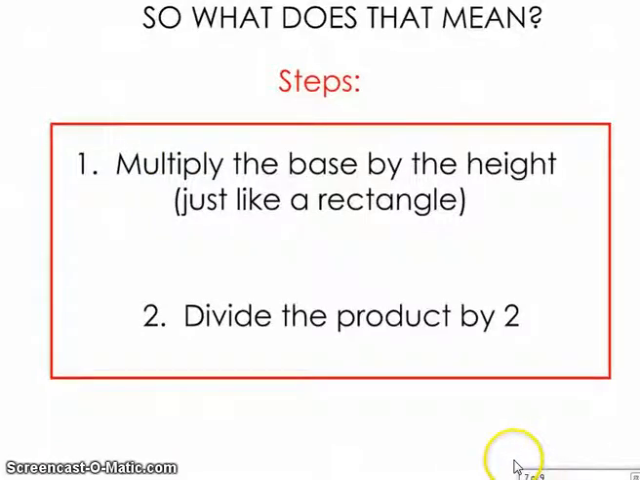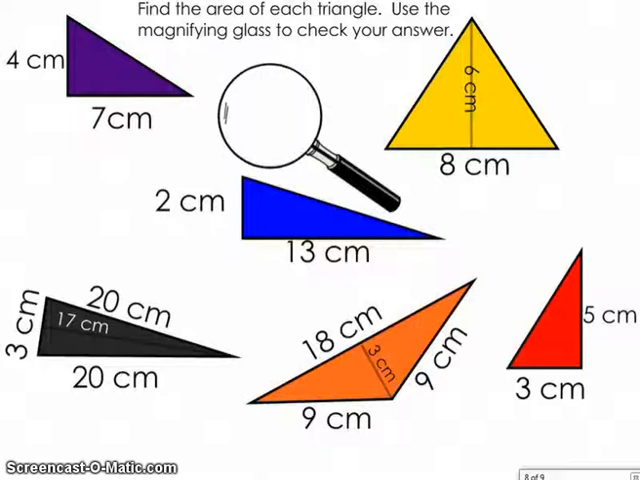Here are the steps that I want you to follow when finding the area of a triangle. Number 1, you're going to multiply the base times the height, just like a rectangle. Once you have that answer, you are then, step 2, going to divide the product by 2. Pretty simple steps for finding the area of a triangle.